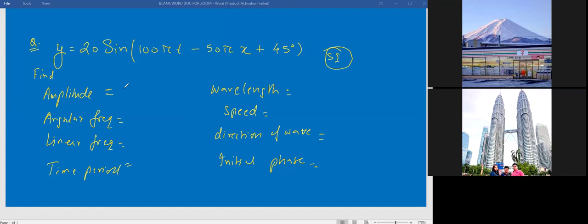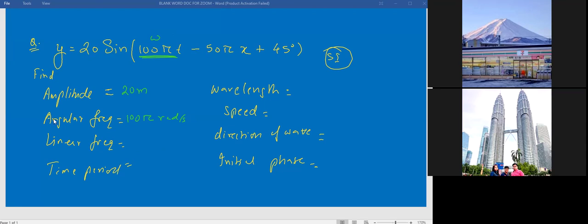20, sir. 20 meter. Okay, angular frequency. What is angular frequency? Sir, I have to say it in SI, sir. Angular frequency is 100 pi. Whatever is there, this is angular frequency. 100 pi radian per second.